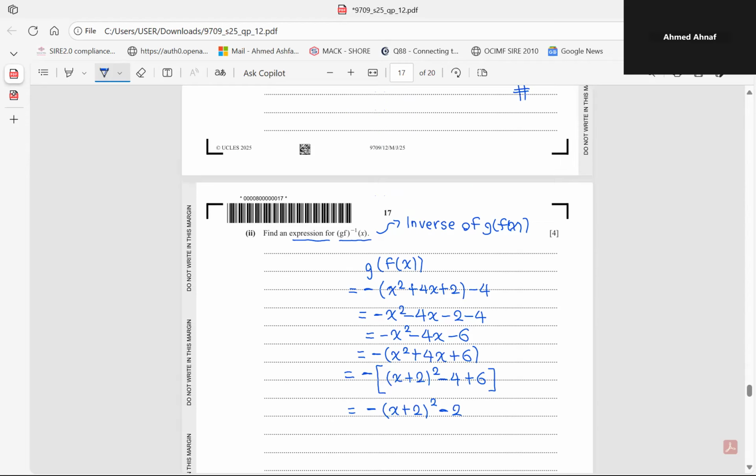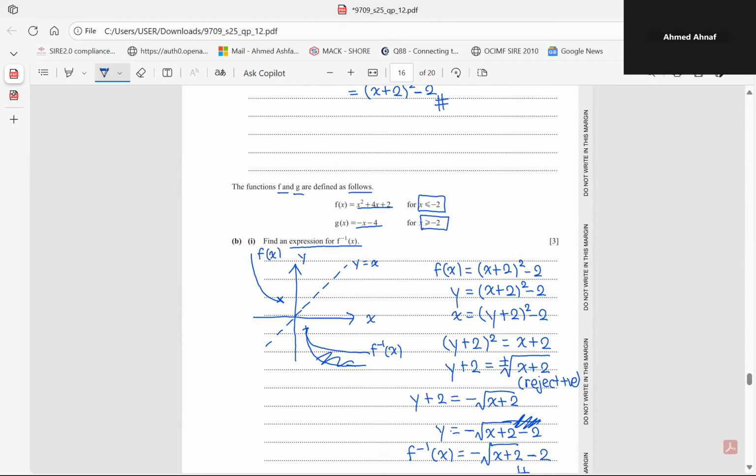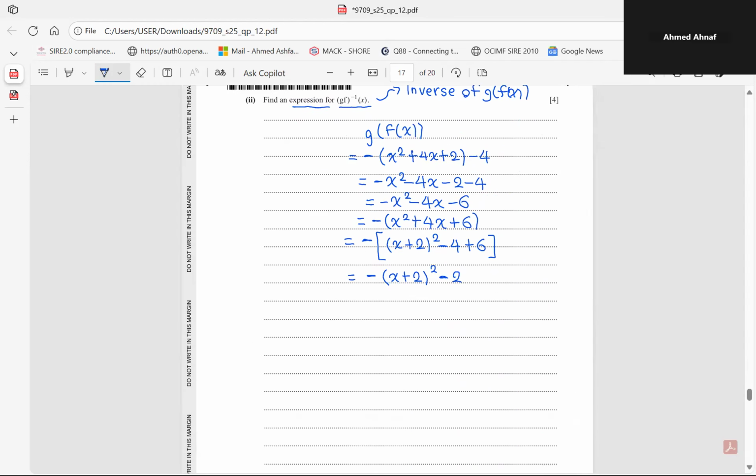Okay, so to define gf of x, let's sketch gf of x now. So first of all, the turning point of the graph would be at x plus 2 equals 0, so that would be x equals negative 2, so somewhere here. And the turning point would be at 0 squared minus 2.